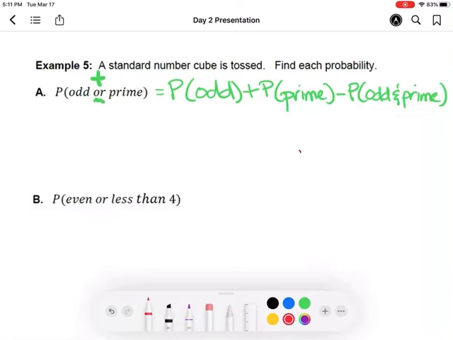Our odds would be 1, 3, or 5. Being prime, what are our primes? Technically 1 is not prime, because the definition of being prime is being divisible by 1 and itself, and since 1 is itself, the first prime number is 2. So my primes would be 2, 3, and 5. As we can see, these events are not mutually exclusive. They can happen at the same time. You can be odd and be prime, not just 5, but also 3.